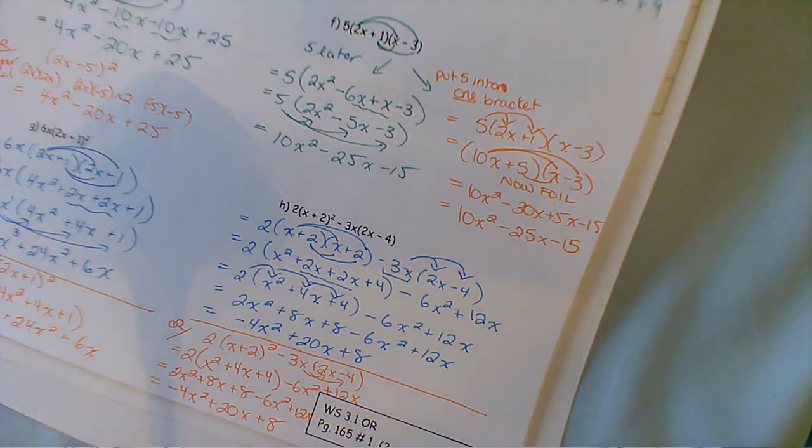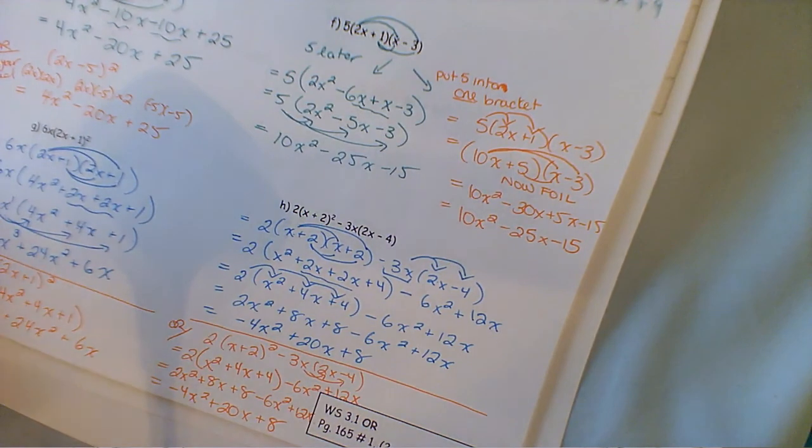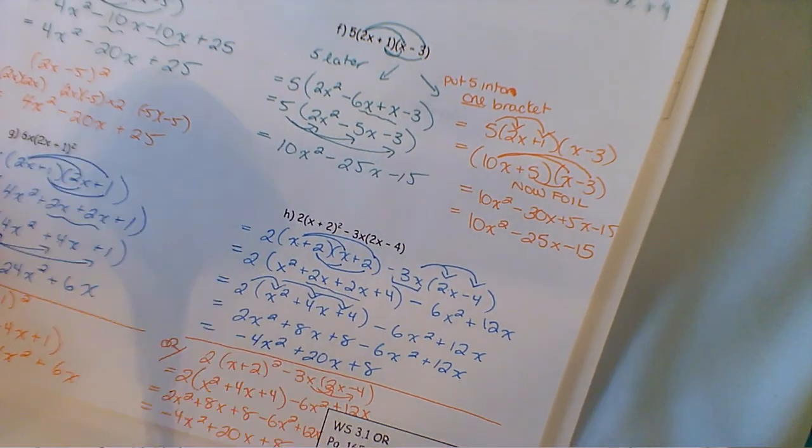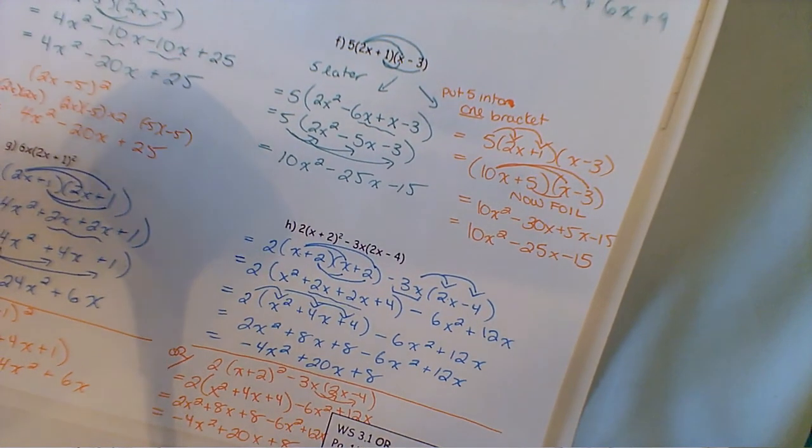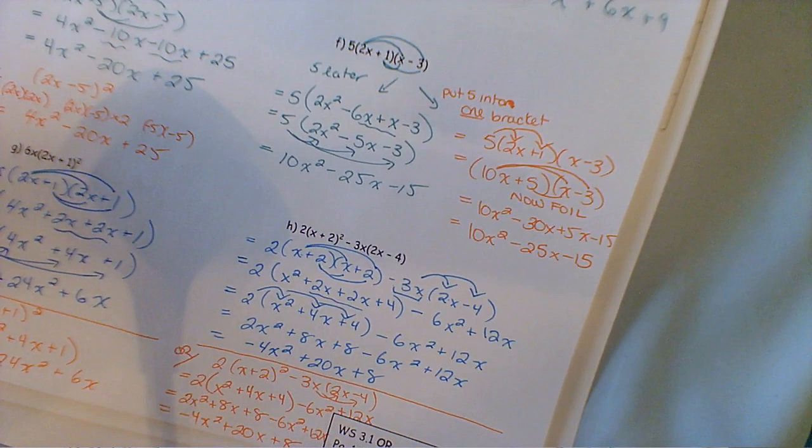So whatever you're most comfortable with, and practice both so you can see which one you actually like better, and then just stick to that method and continue using that method. All right, so make sure you do the practice, because as you can see, the only way you're going to become quicker at this is by doing enough of them so it becomes automatic for you.